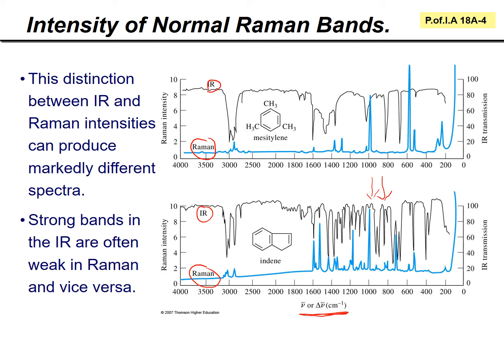And that's because the infrared signals will be due to vibrations that lead to a change in the transition dipole, whereas those Raman signals are coming from vibrational transitions which lead to a change in polarizability of the molecule.